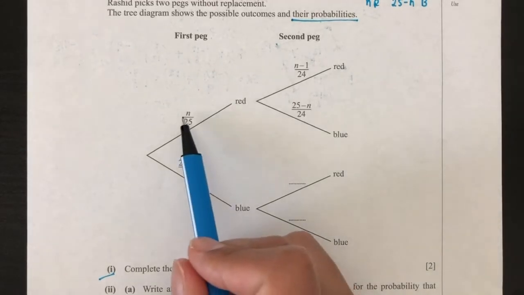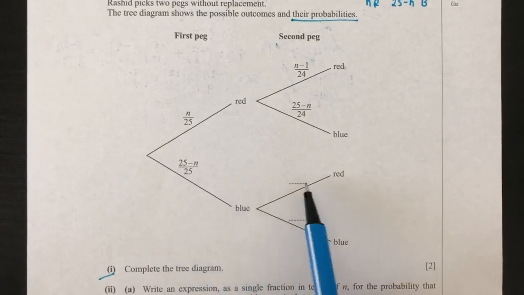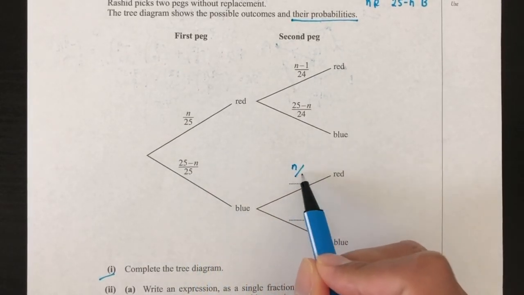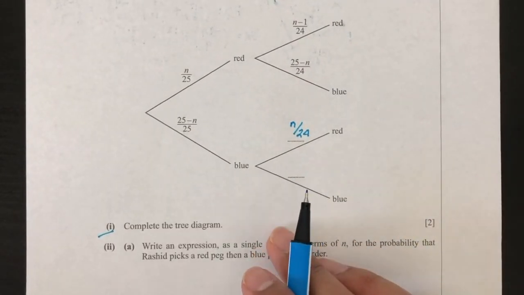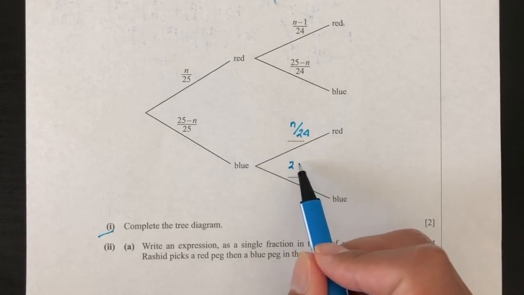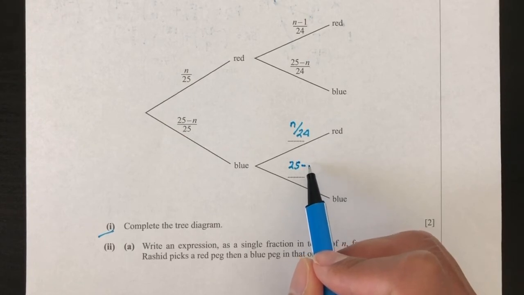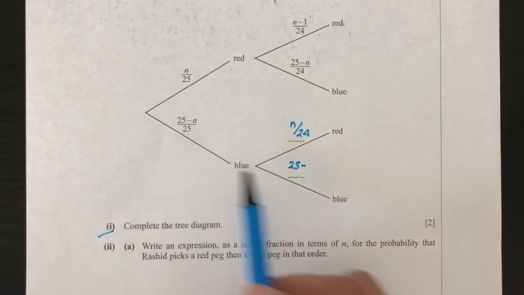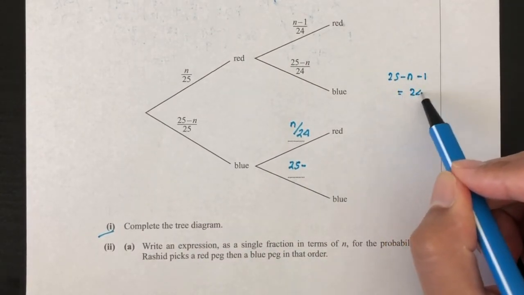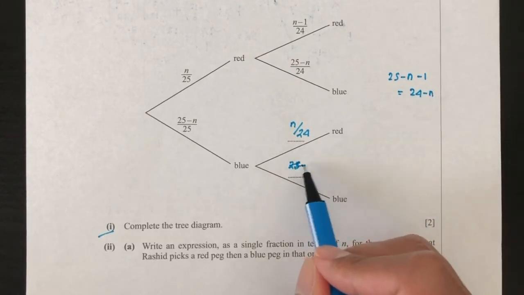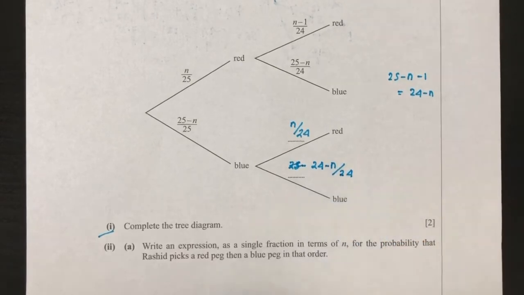The first peg will be n over 25, so this is fine. How about this one? This one will be 25 minus n over 25 for the blue. For the red here it will be n over 24. And if you pick one more blue, that will change, because at first you have 25 minus n blue. So 25 minus n blue minus 1 becomes 24 minus n. So you have to write 24 minus n over 24. This will be for the blue.